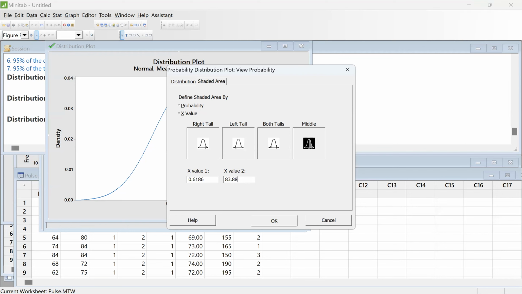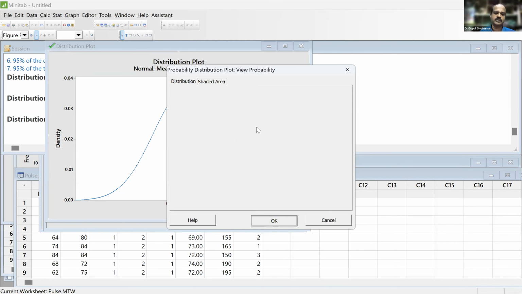Now you all know the meaning, right? Mean plus or minus 1 sigma I have given. What is the area expected inside? 68.27. Yes or no? Yes. Now let us see that.